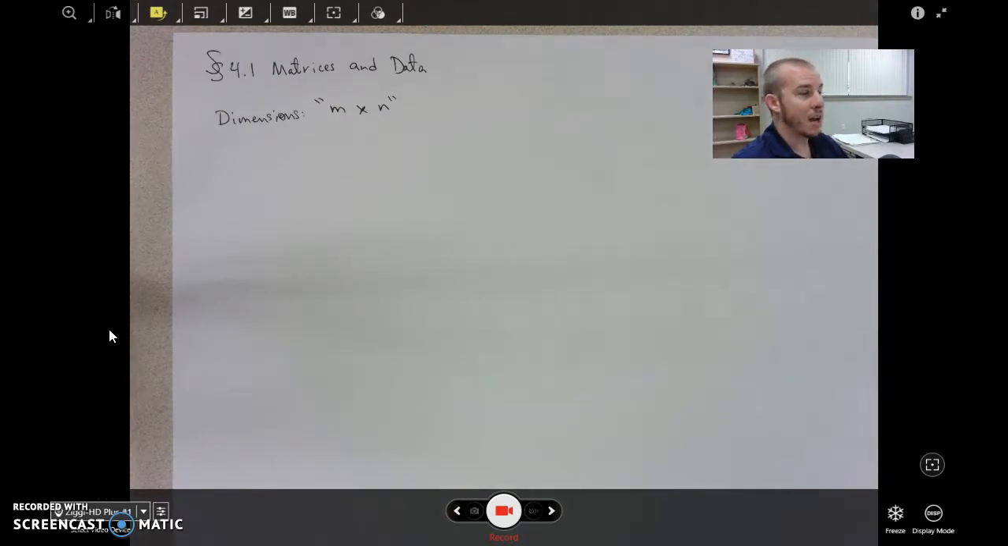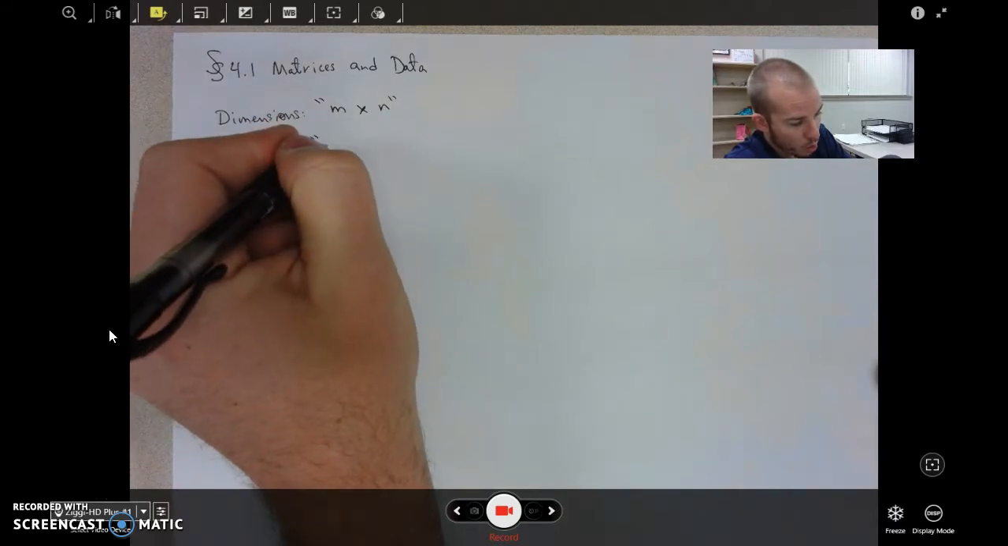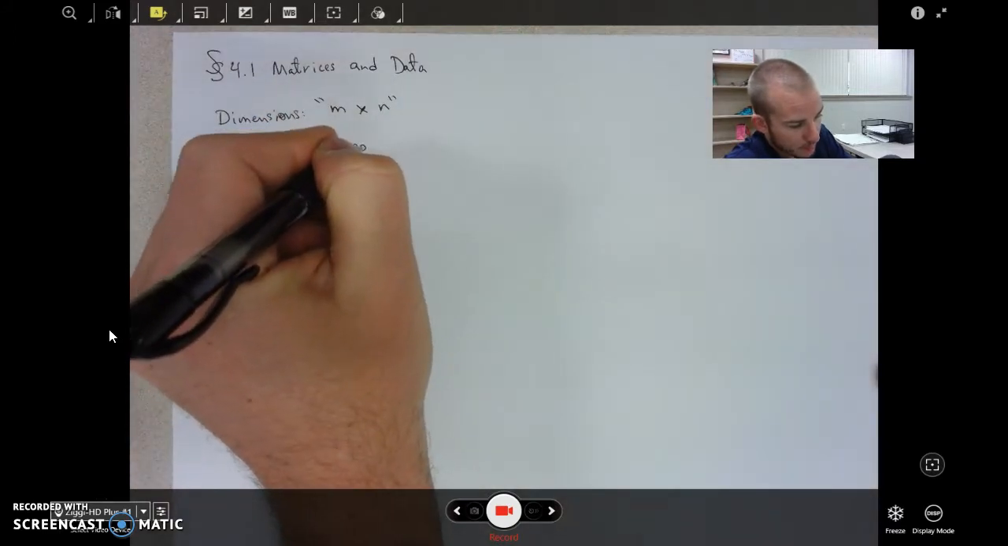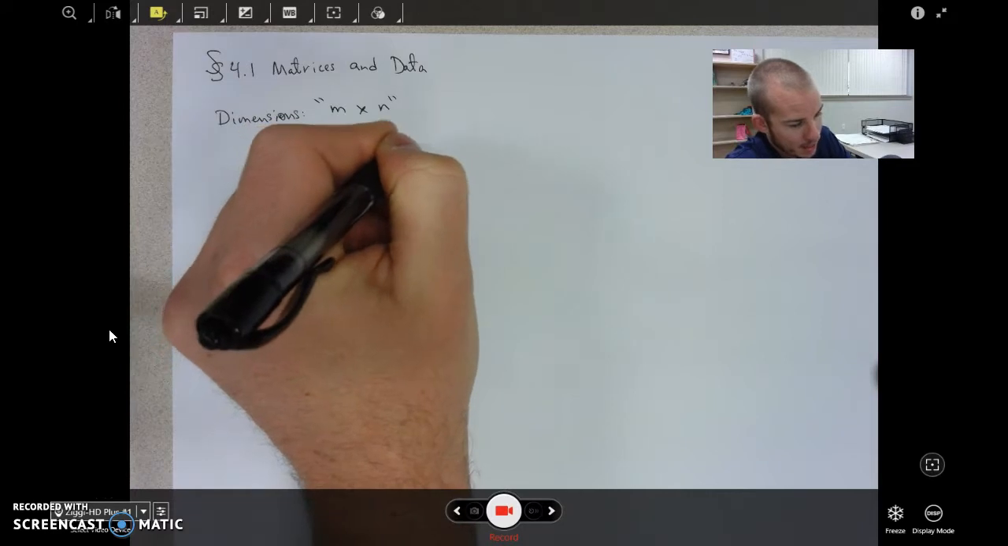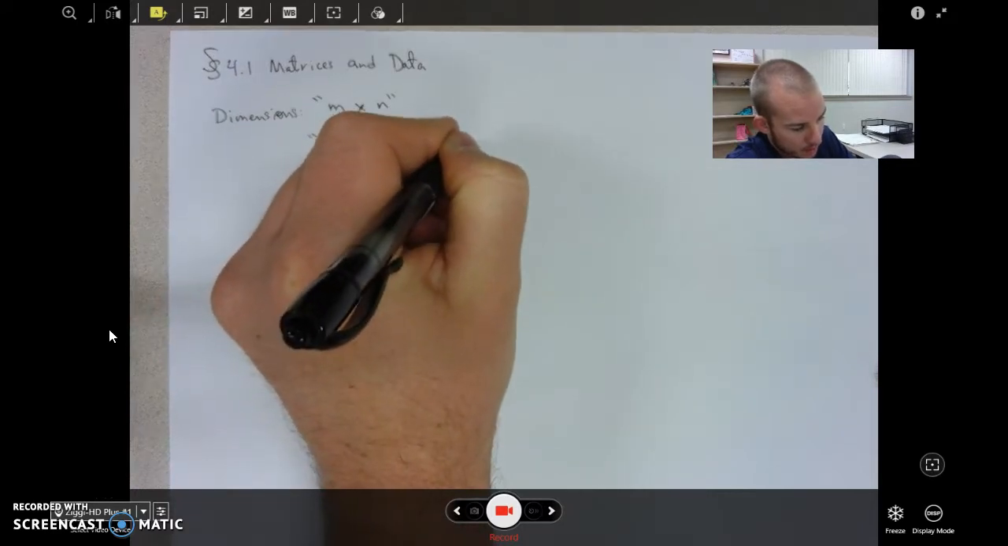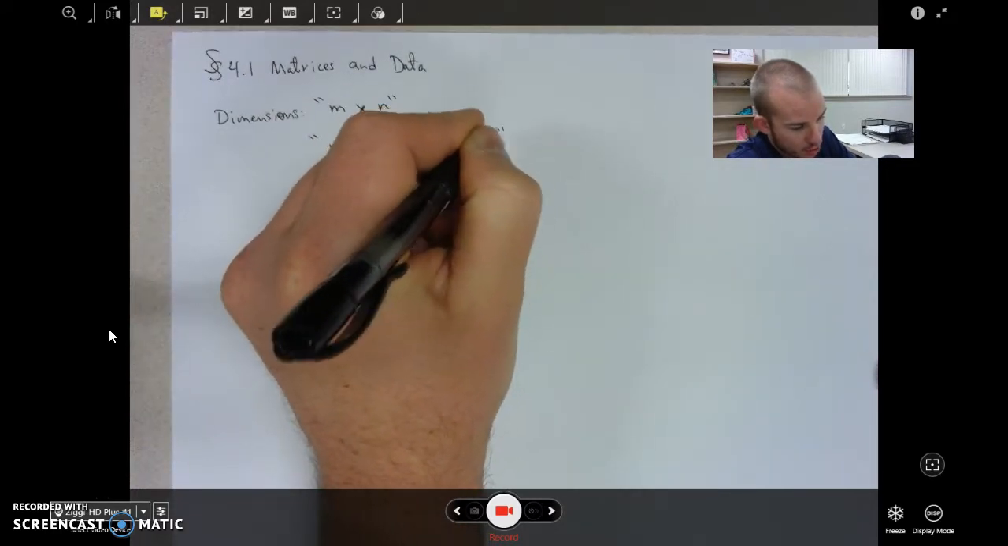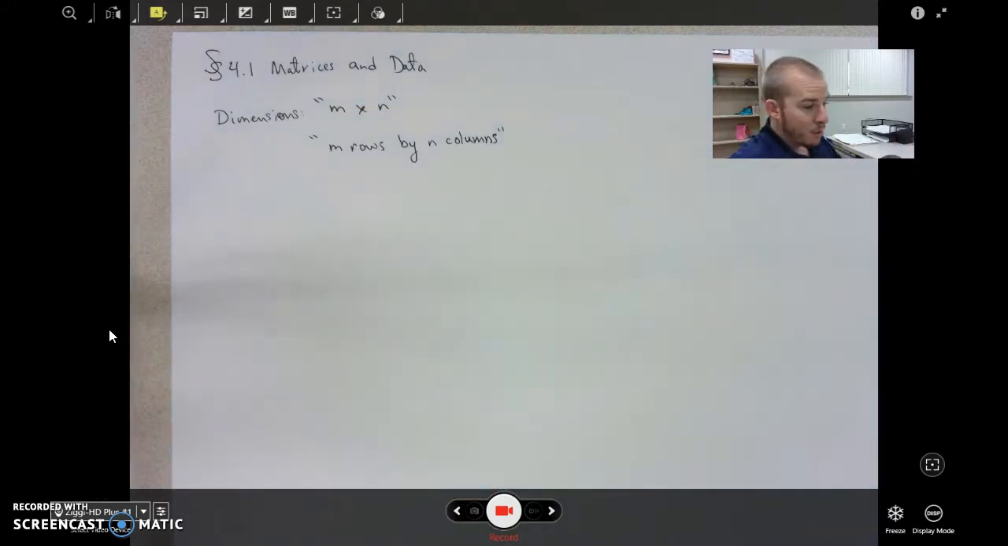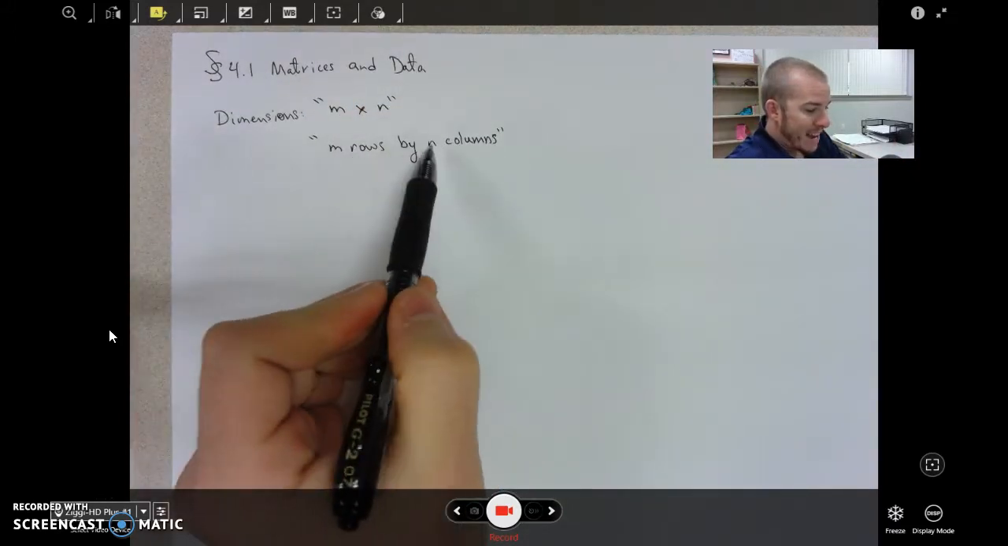It determines how to add or subtract, or can you even do that, and how to multiply matrices, or can you even do that. So the dimensions of a matrix are m by n, meaning m rows by n columns. And m and n are just numbers. Since they're just numbers, we say that there are m rows by n columns.